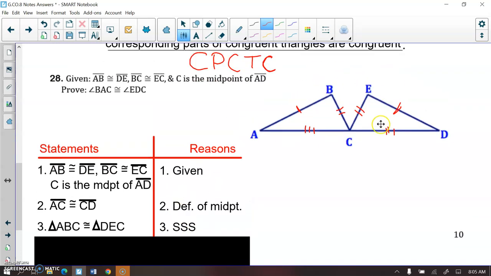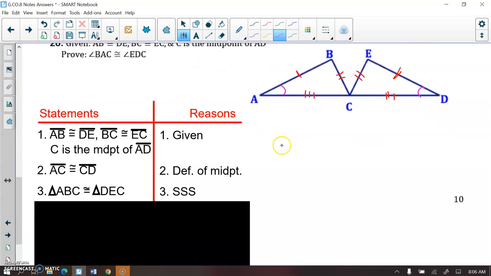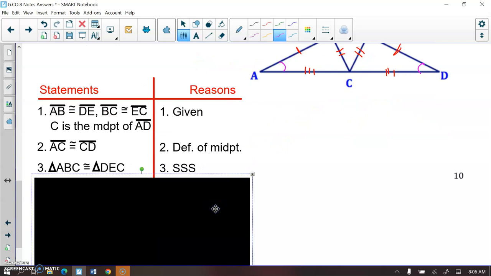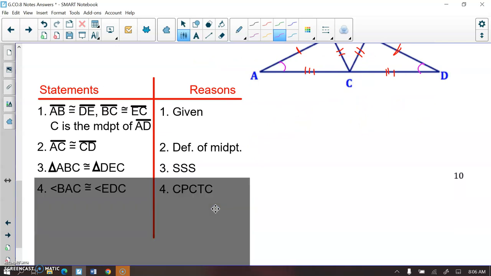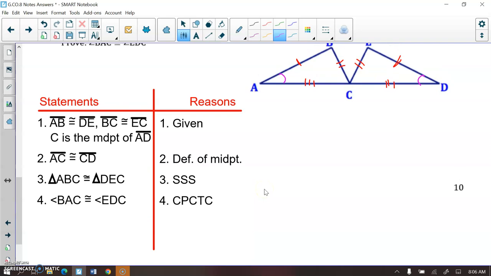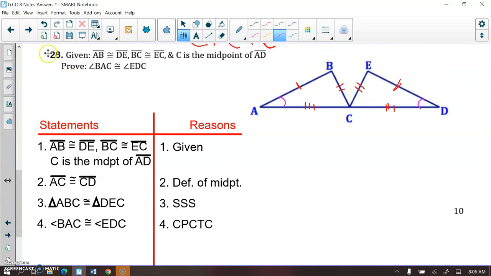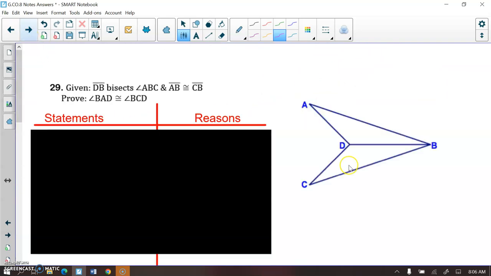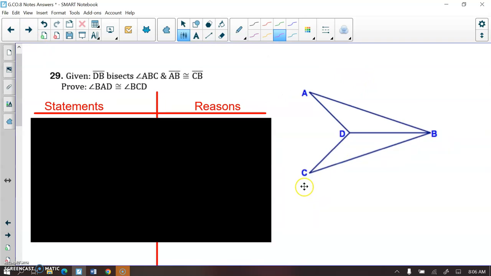And then if I know that these two triangles are congruent, then I know corresponding parts of these congruent triangles are congruent. So angle BAC would then be congruent to angle EDC, and that is by corresponding parts of congruent triangles are congruent, or CPCTC. So that's my first proof. Moving on to my next one.